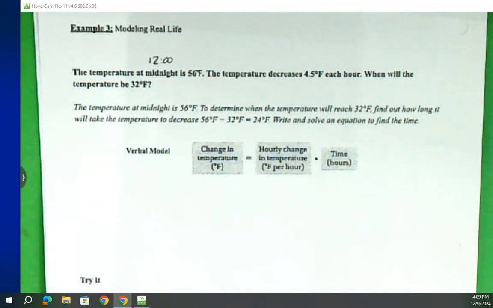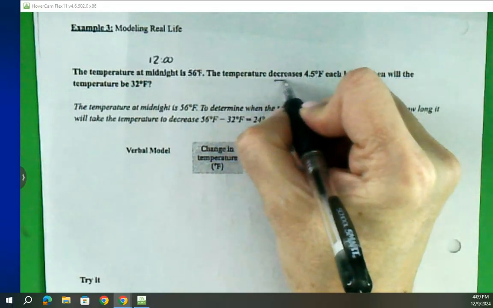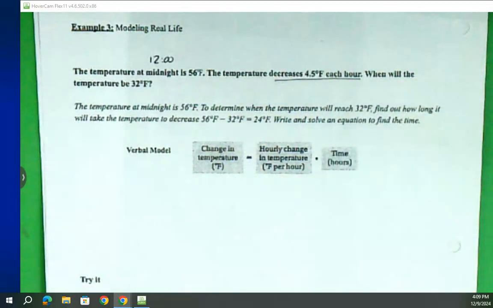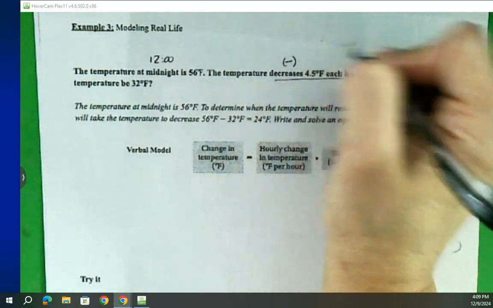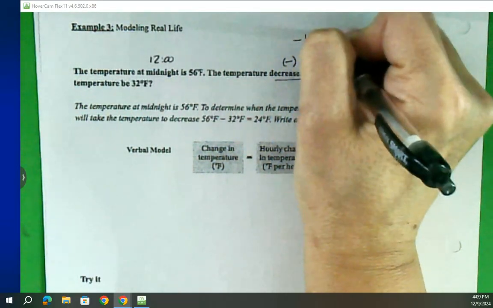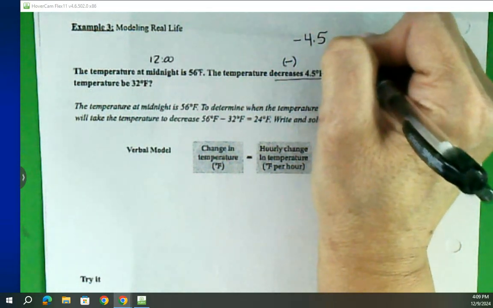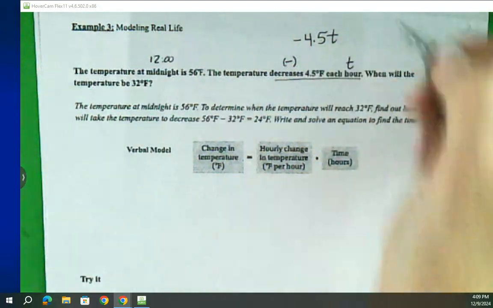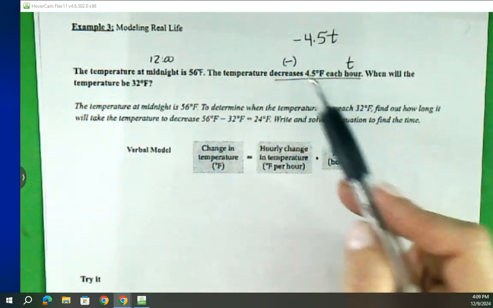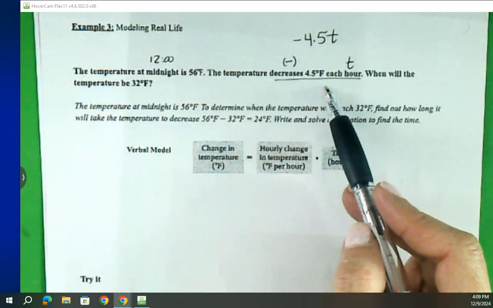The temperature decreases 4.5 degrees Fahrenheit each hour. So decreasing, there would be a subtraction. So negative 4.5 for a drop, and then it's per hour. Hour is time. So every hour it's going to drop negative 4.5 degrees.